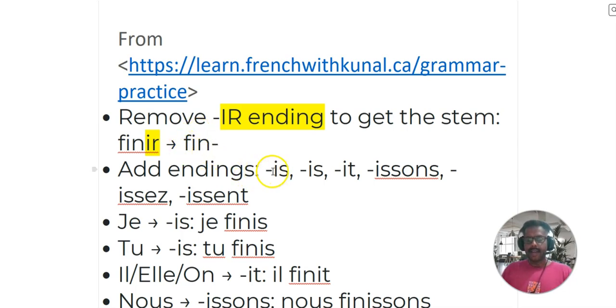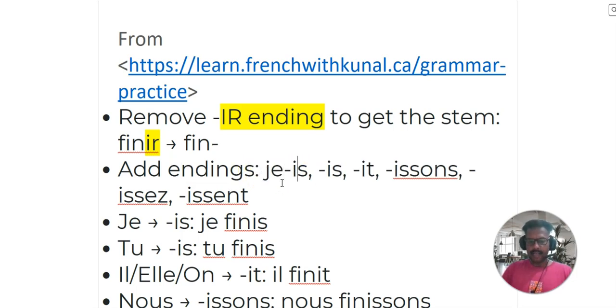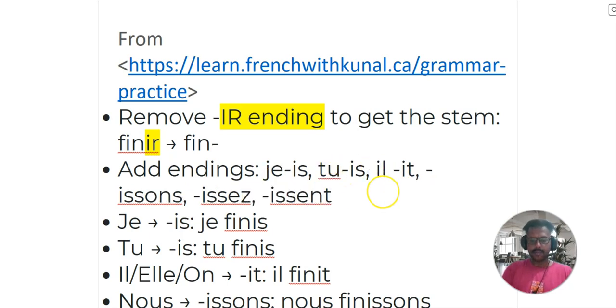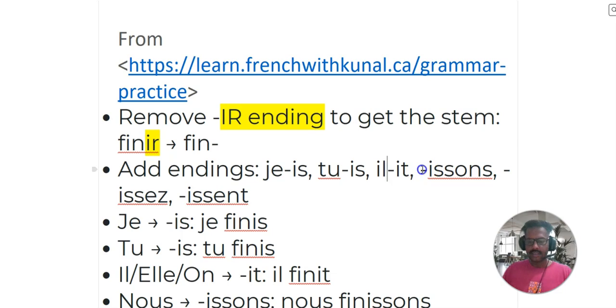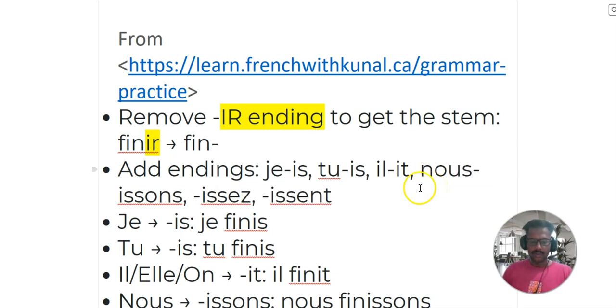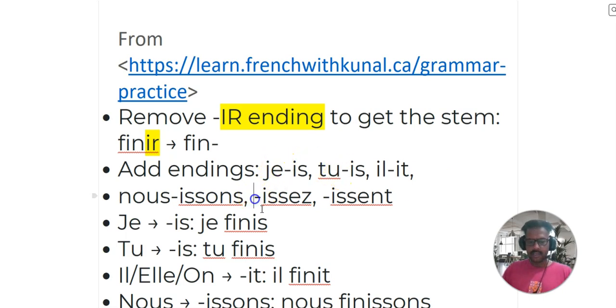We have to add is with je, is with tu, it with il, issons with nous, then comes issez with vous, and issent with ils.